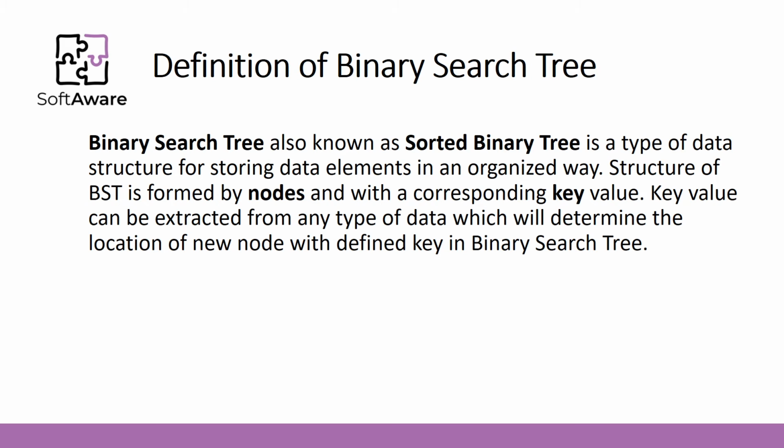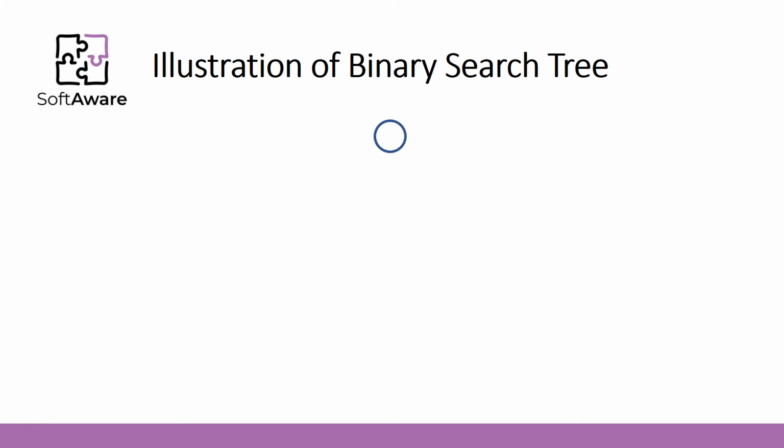But instead, I will be taking our data as integer and using the same data as our key value to form our binary search tree. You will see in the next slide how nodes and key values are used to form binary search tree. The first node that is inserted in binary search tree is called the root node. A binary search tree should always start with a root node and have left and right subtrees after next insertions.